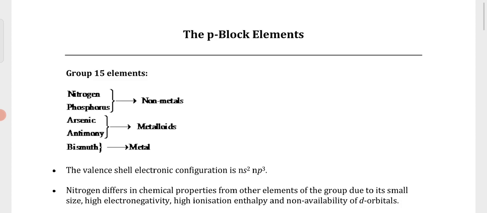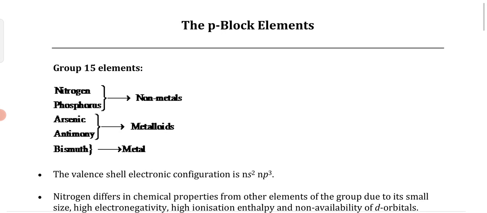So first I'm coming to the group 15 elements: nitrogen, phosphorus, arsenic, antimony, bismuth. So 5 elements are there in group 15. Nitrogen and phosphorus, we know they are non-metallic in nature. Arsenic and antimony are metalloids, that means they have both metal and non-metal properties. And bismuth has the metallic property.